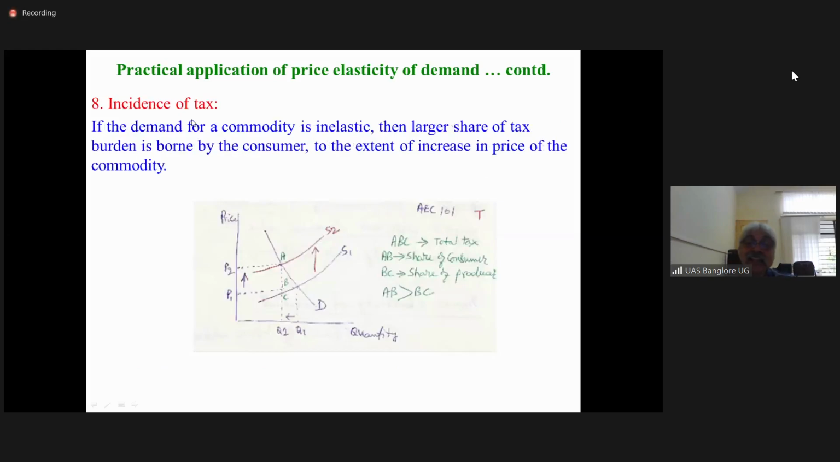Then incidence of tax. Incidence of taxes: when the government imposes the tax, who pays or who bears the burden of paying the tax? When government imposes the tax, there are two parties who have to share the burden of tax.